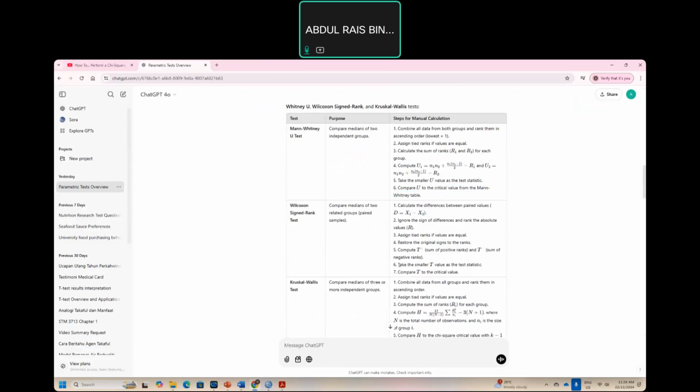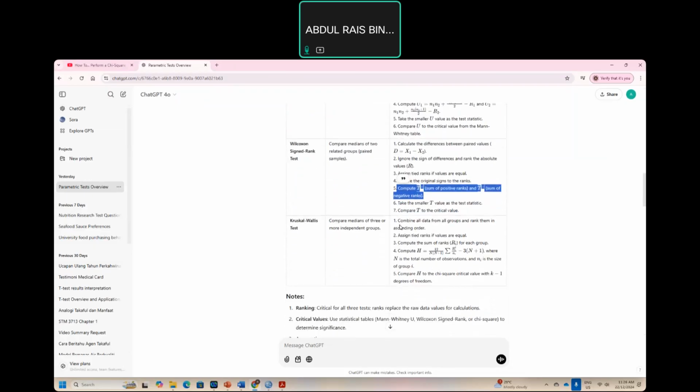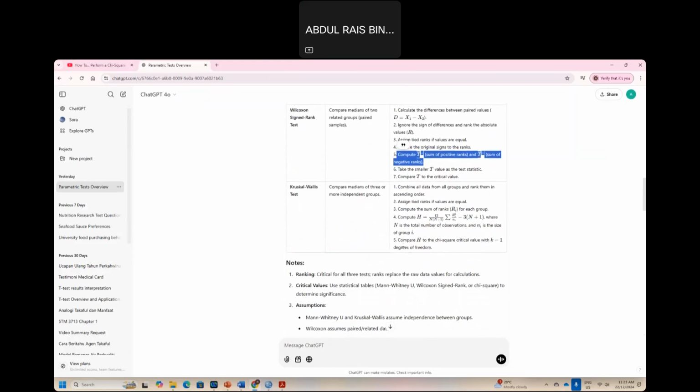Okay. Do the rank calculation. Cuma kita kena compute sum of positive and sum of negative. And then determine whether the negative or the positive is the smaller value, and then use that to compare to the T statistic, or the W test statistic. And as for Kruskal-Wallis H, we rank in 3 groups and then compute the H statistic. Okay, and compare using a chi-square table.